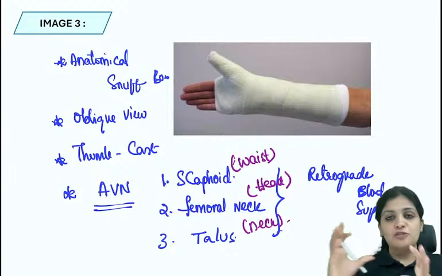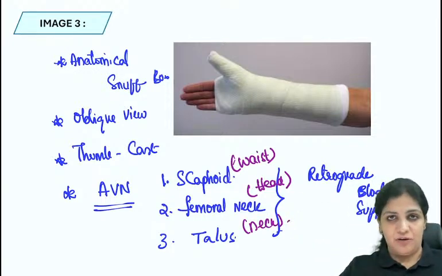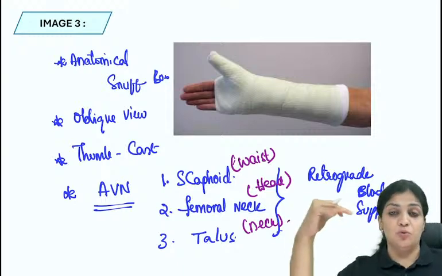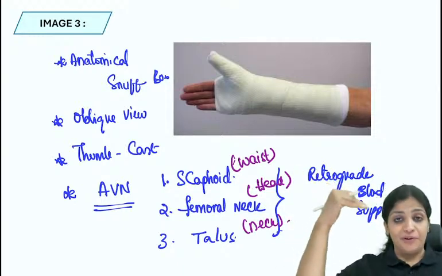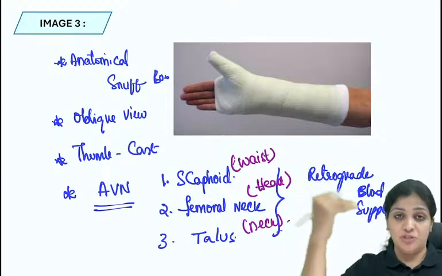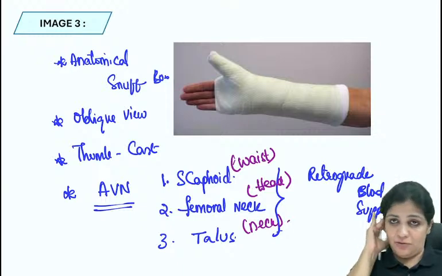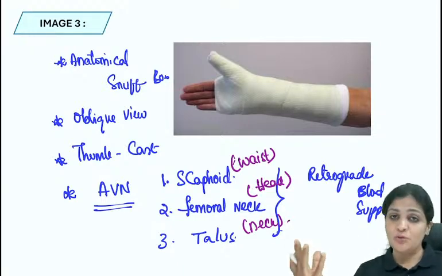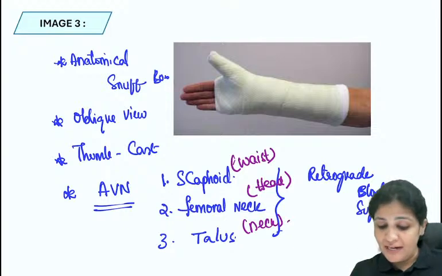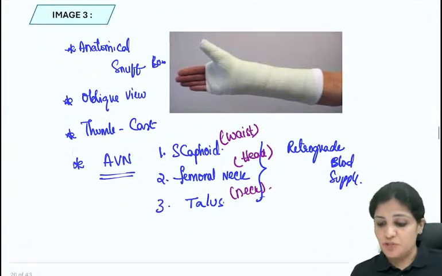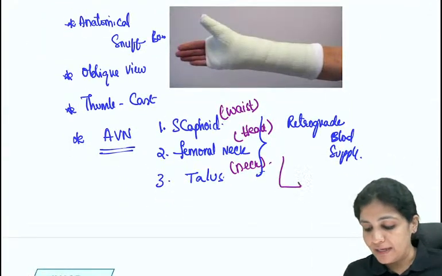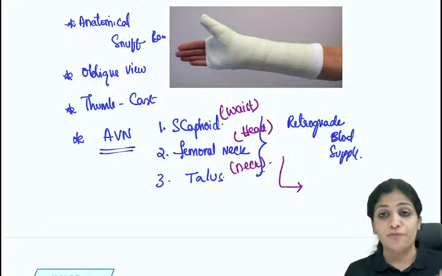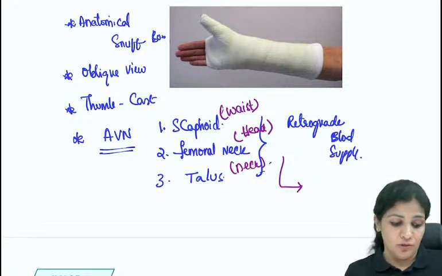So these are the areas which go into avascular necrosis. For the scaphoid, it is the waist which goes into avascular necrosis. For femoral neck fractures, the head is the one which goes into avascular necrosis. And in the talus fracture, the neck is the one which goes into avascular necrosis. So these are the three important areas which you remember, and these three important areas are also the sites of which thing? The malunion or the non-union.